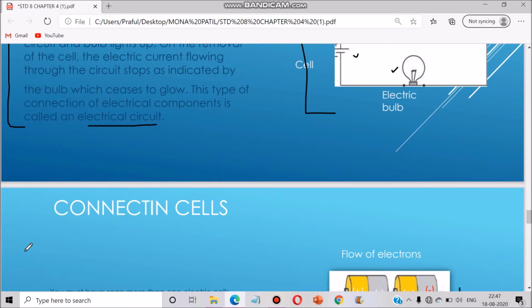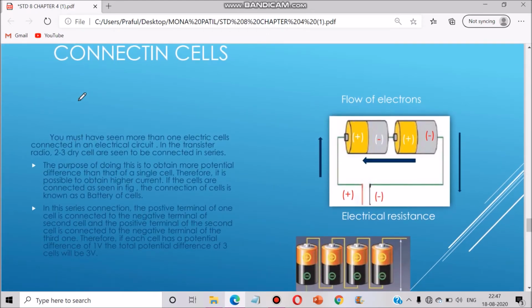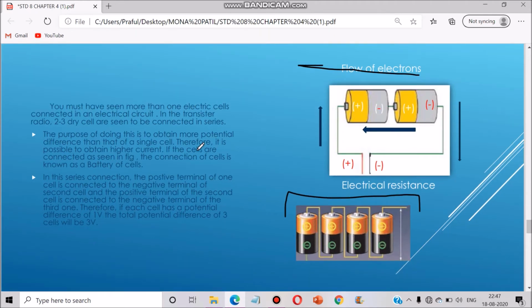Okay. Next, connecting cells. Here you can see 2 cells are connected and downward there are 4 cells connected. You must have seen more than 1 electric cell connected in an electric circuit in a transistor or radio, where 2 or 3 dry cells are connected in series. The purpose of doing this is to obtain more potential difference than that of a single cell. Therefore, it is possible to obtain higher current.